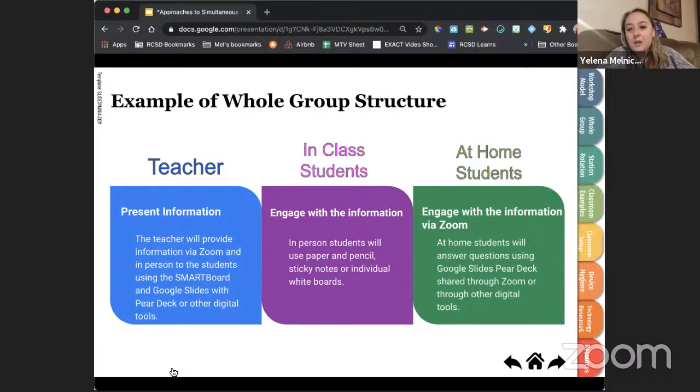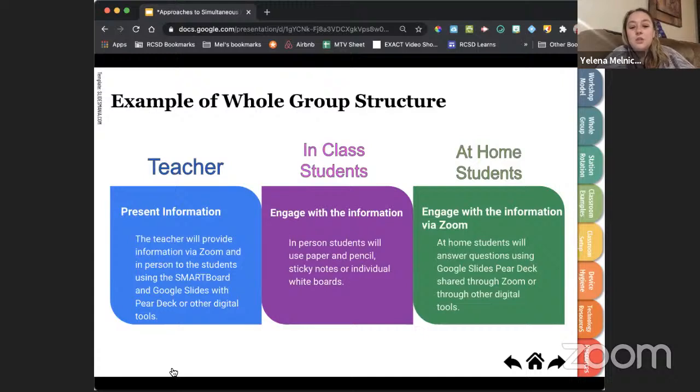In this example of whole group structure, we have a teacher who has been familiar and has been using Google Slides. So again, we encourage you as teachers to continue to use the resources that you've already been using with your students, because not only would that be helpful to you because you're familiar with them, but they're also going to be helpful to students because it's going to be a consistent structure in your class. It's a consistent routine and strategies and tools that you've been using with your students. So not as much changing.